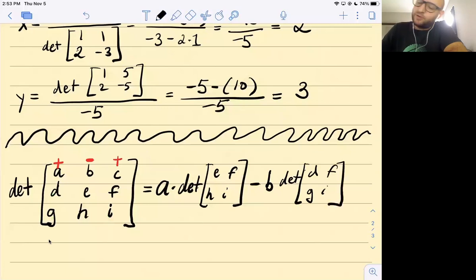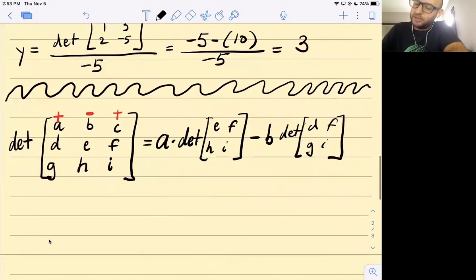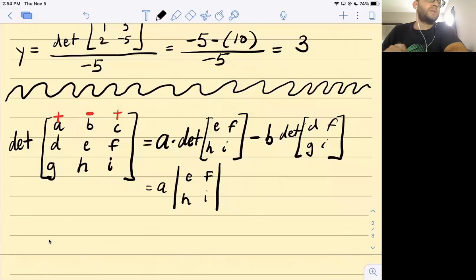By the way, if you don't want to keep writing determinant, what people sometimes do is they put a bar, so not a bracket, just a straight line. It looks kind of like absolute value, but it's not. It stands for the determinant. So they write it like this, and this is what they do in the book. So you don't have to keep writing determinant. Minus B times D, G, F, I.